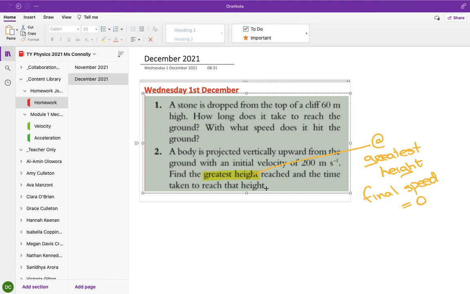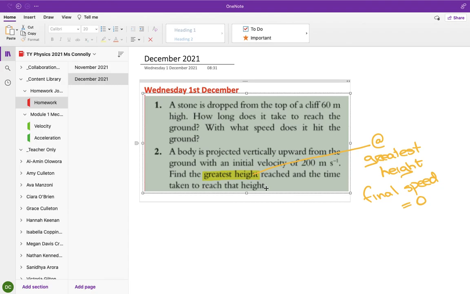So because it does that stopping, the final speed, just for a moment, is 0. Does that make sense? So I throw something up, I give it a force, so it gets an initial speed from my hand. It travels up and up and up, losing speed all the time. And then when it gets to the top, its final speed at that moment of the greatest height is 0.